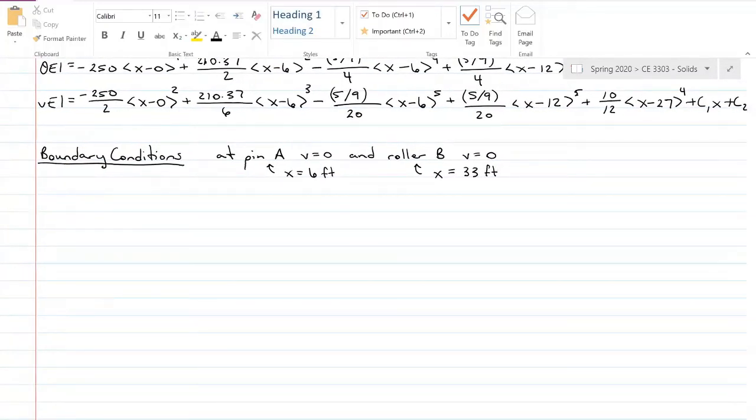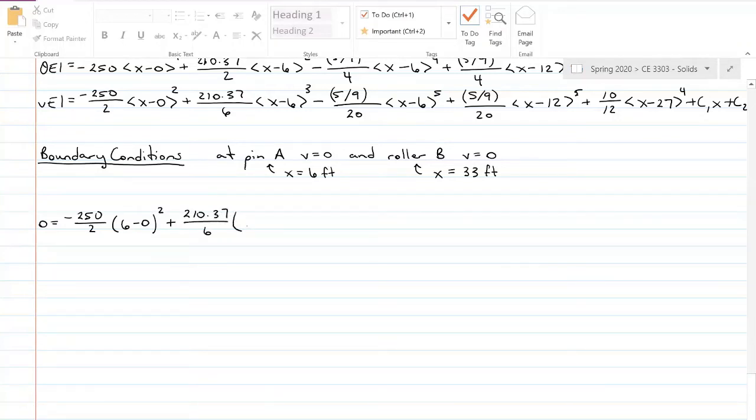So that is going to be, using my huge vertical deviation equation here, elastic curve equation, 0 is equal to negative 250 divided by 2 times, and we're in normal parentheses now, okay, 6 minus 0 squared plus 210.37 divided by 6 times 6 minus 6, so this whole thing is 0. That means this next one is 0, as is this next one, and this next one, plus C1 times 6 plus C2.